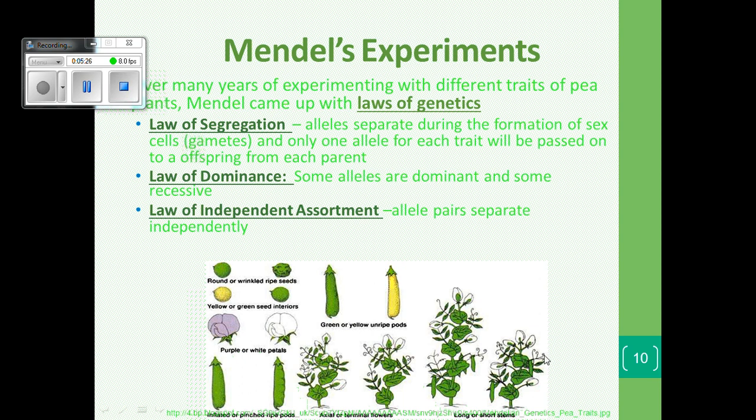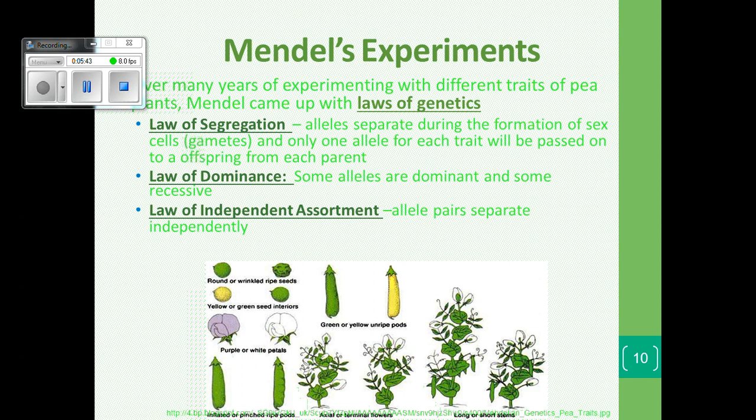So again, in meiosis, you are making your haploid cells. Everyone is diploid, right? They have two genes or two chromosomes from each parent, and only one of those is going to be passed on to the gametes. The fact that those alleles separate is called the law of segregation.